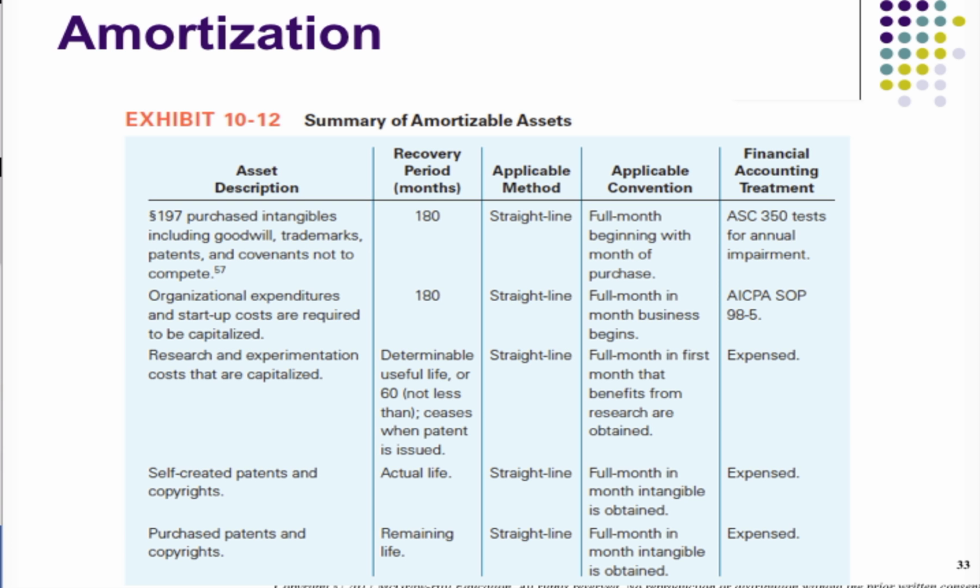Here's just a little explanation of the various categories of amortization and recovery period. All of these are straight line. That's basically what amortization means. And then I think that last column there is not necessarily terribly important to look at, but does outline some of the differences between tax and financial accounting, especially with respect to these intangible assets. That's pretty substantial.